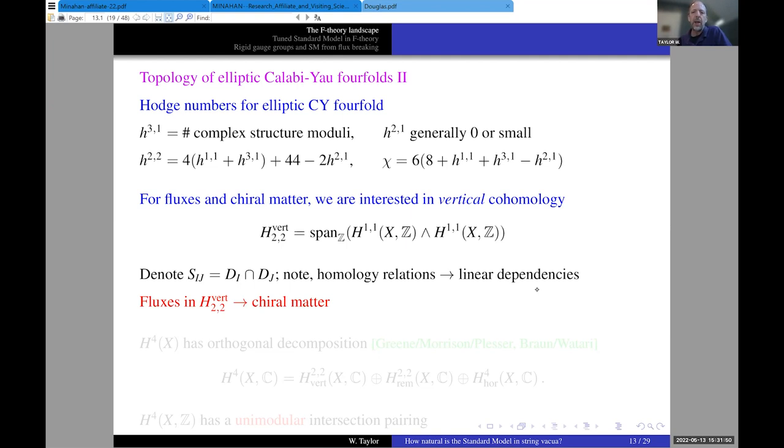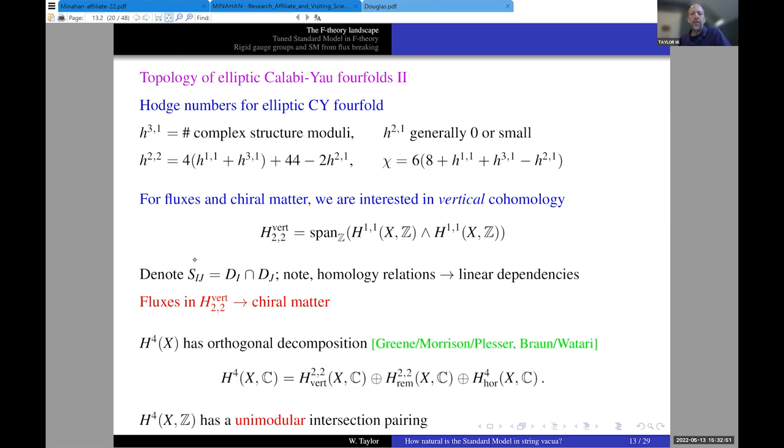So if we take two divisors and intersect them in a fourfold, the divisor is a threefold, so the intersection of two divisors is a surface. So we have a set of surfaces, which I'll denote S_ij, which are in the vertical homology. And these S_ij for different i and j indices are not all linearly independent. There are homology relations that give us linear dependencies, so there's a subset of those. But taken together, those S_ij generate the vertical homology, and this vertical H22 is the vertical cohomology, which is Poincaré dual to that. So the vertical homology and cohomology are relevant to us because if we want to understand chiral matter or fluxes in F-theory, this is where these things live. So fluxes in the H22 vertical part of the four-form cohomology of the fourfold generate chiral matter.